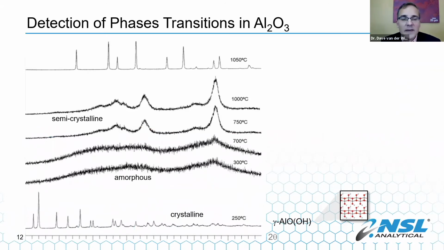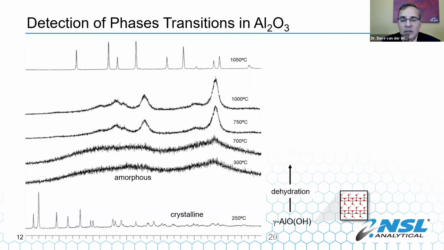So how do we detect these phases? Akhilesh is going to go into this in much more detail later, but this is an example with XRD. Here you see the boehmite precursor material at the bottom at 250 Celsius. It's fairly crystalline, distinct peaks.